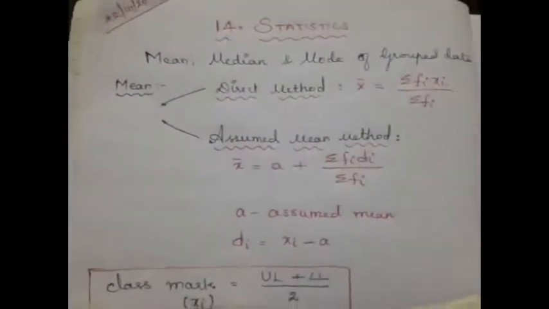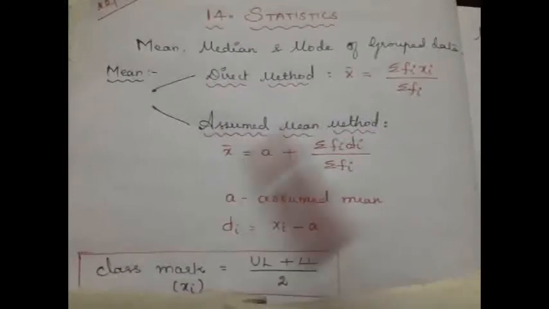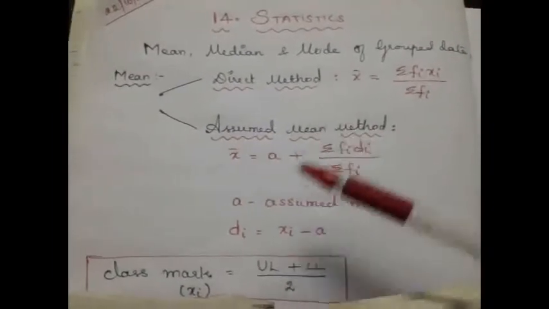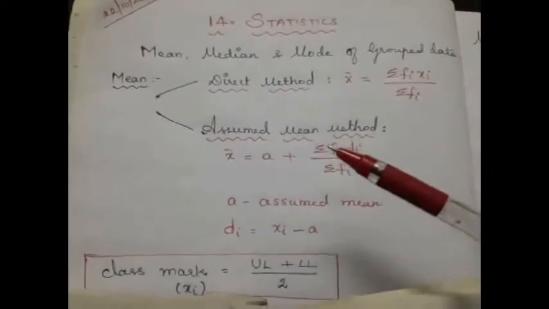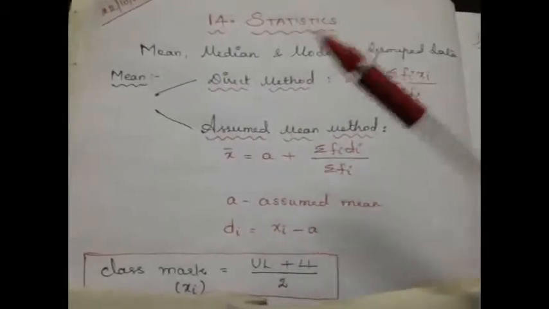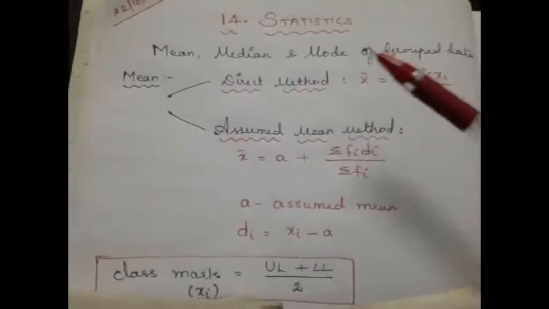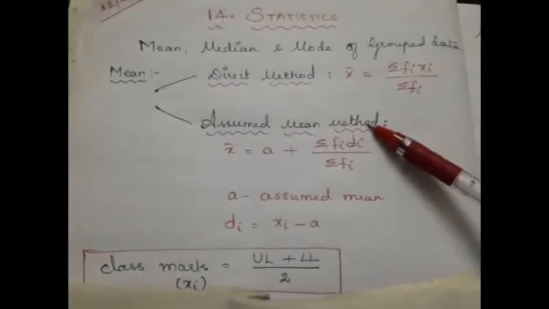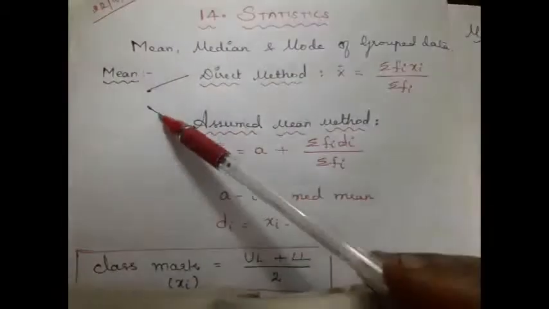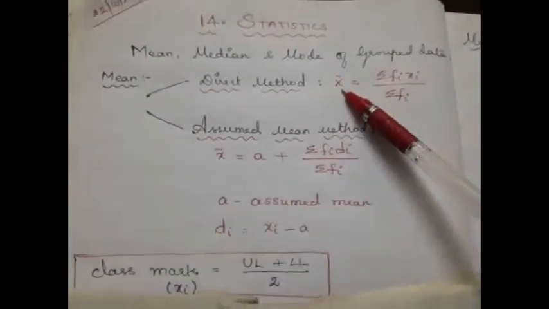As of now, according to your syllabus, they have restricted only two methods. They have omitted another method called step deviation method from your 2021 syllabus. So let us restrict to direct method and assumed mean method. We know very well mean is denoted by the symbol x bar.